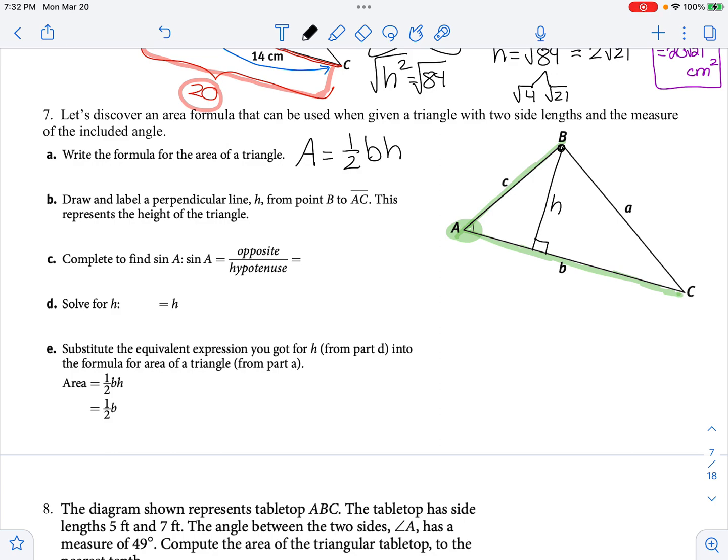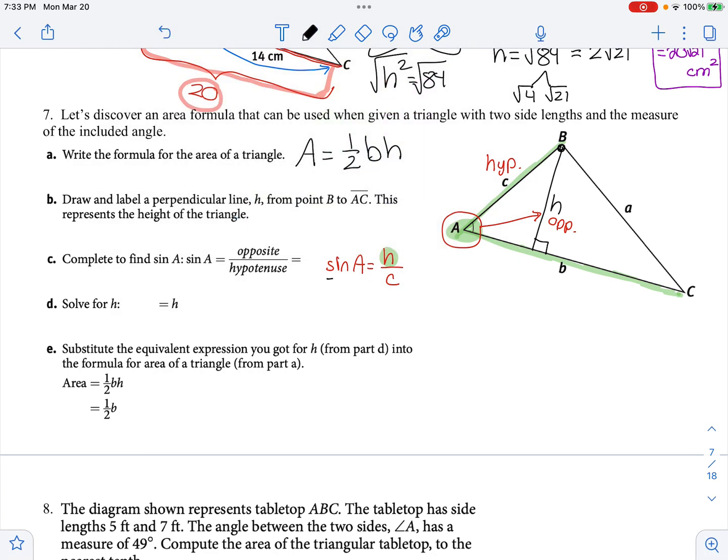Now, remembering your trig functions, if I wanted you to write a sine ratio, remember that the sine is the opposite side over the hypotenuse. So I could write a sine ratio here that says the sine of A equals H over C. H was my opposite and C was my hypotenuse. Now, if I took that equation, if I wanted to solve for H, in order to solve for H, I can cross multiply.